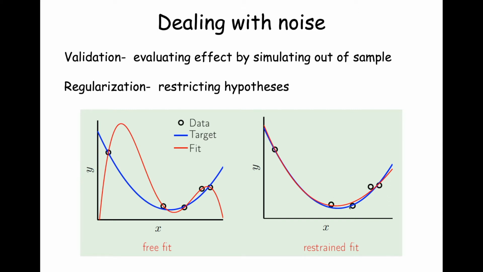It's a lot smoother, and you'll observe that out of sample, the spaces between the red curve and the blue curve are much smaller. And so there were two approaches that we left off with for dealing with noise. One is through validation, where in effect you're simulating or estimating out of sample error and using that to guide your model choices. And the other topic of today is regularization, where you're restricting the hypothesis set in some fashion.